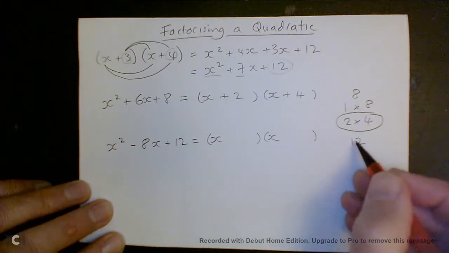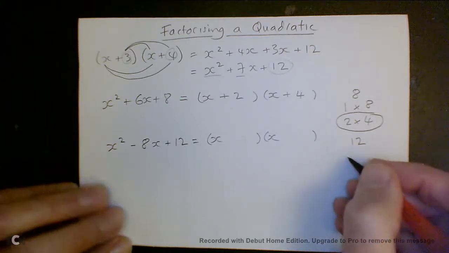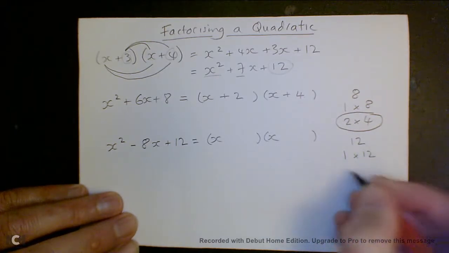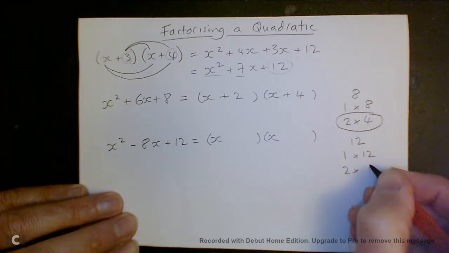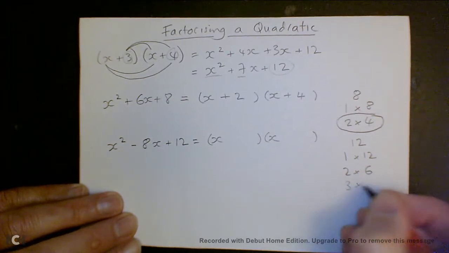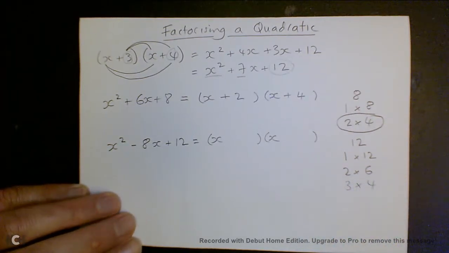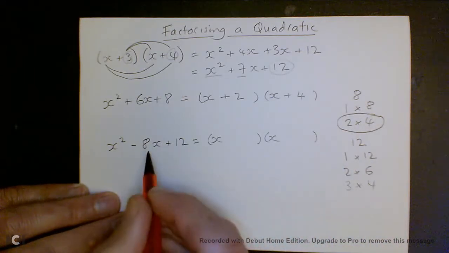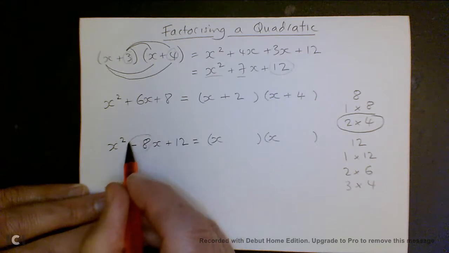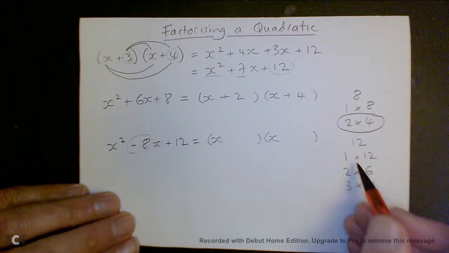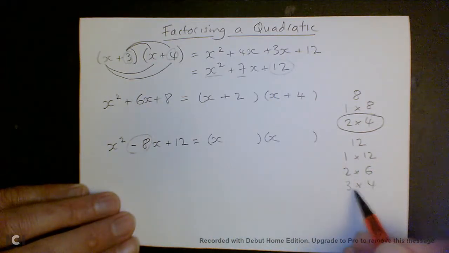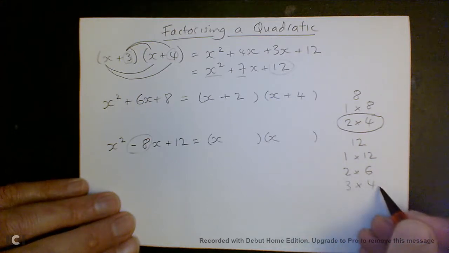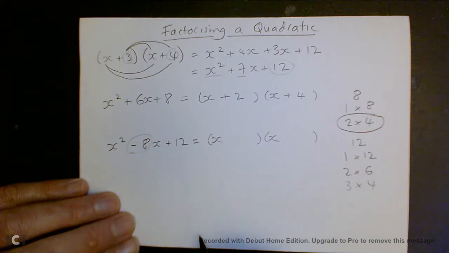I need to find all the numbers that multiply to give me 12. So 1 multiplied by 12, 2 multiplied by 6, 3 multiplied by 4. Now I need one of these pairs of numbers to add to give me negative 8. Now thinking about this, none of these numbers are going to add to give me negative 8. If I add these, I get 13, I get 8, I get 7. None of them give me negative 8.